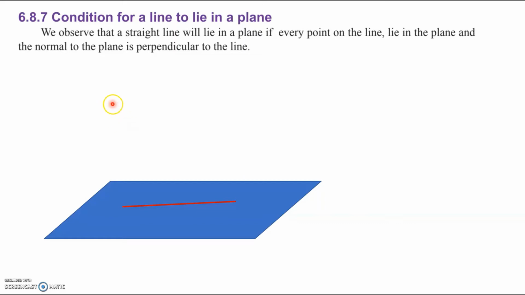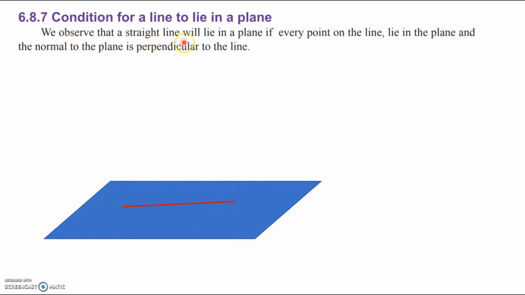In this video, we will study from exercise 6.8 from vector algebra. Now, the condition for a line to lie in a plane. So, you have a plane and you have a line. So, we will see what is the condition that this line can be in this plane.